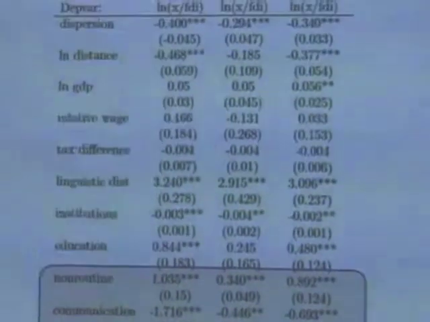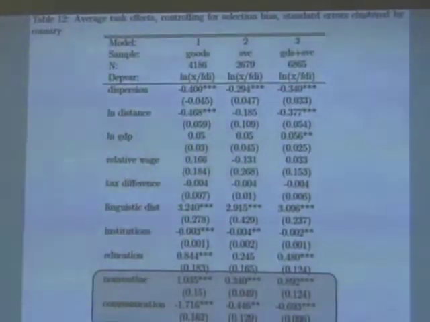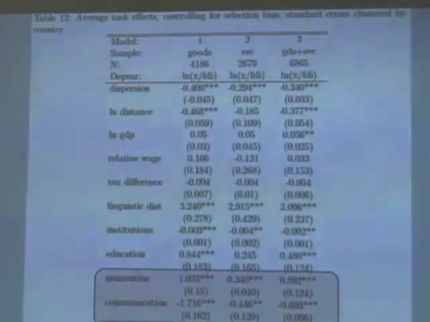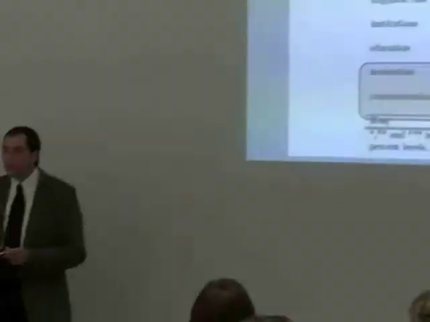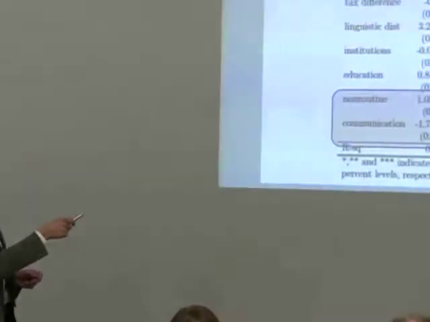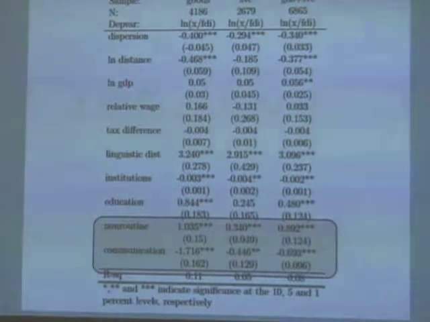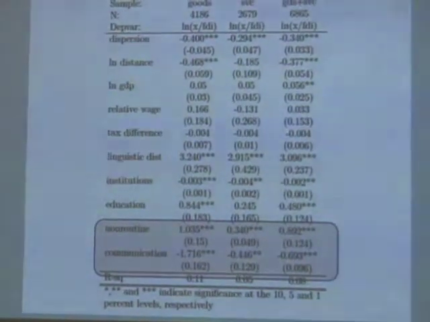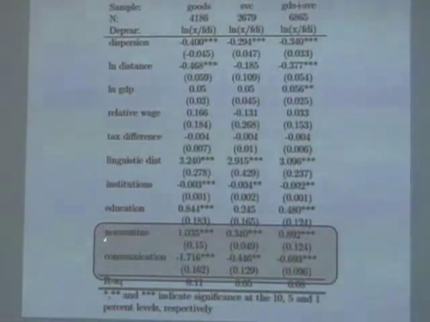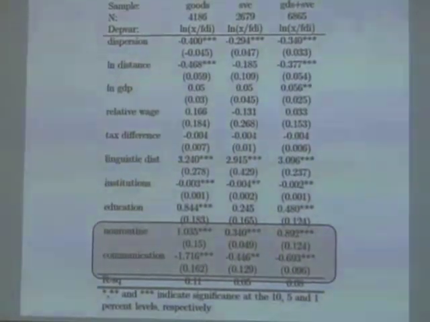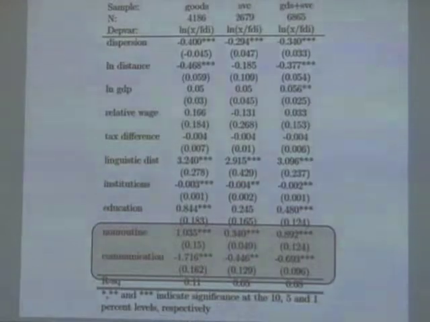Let me show you the average effect. First of all, this is goods and this is services, and each one of these is a country-industry pair. So for example, the tax difference, linguistic difference and institutions refer to the country into which you're exporting or doing FDI, whereas things like non-routine, communication or education refer to the characteristics of the industry in the domestic country.